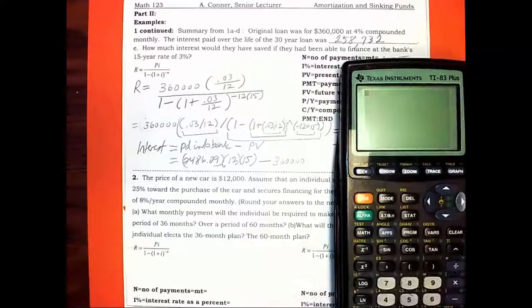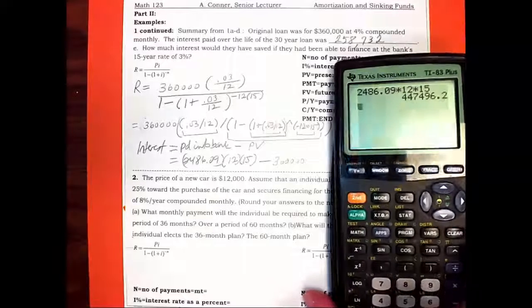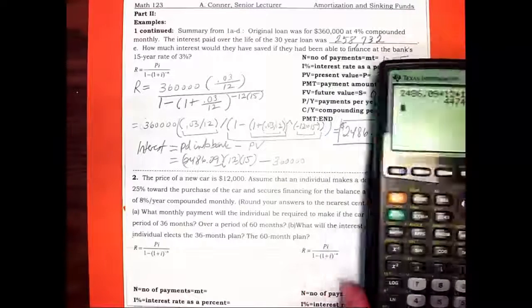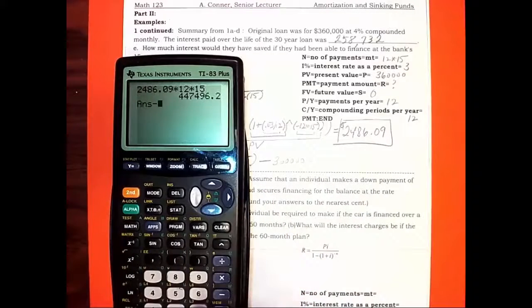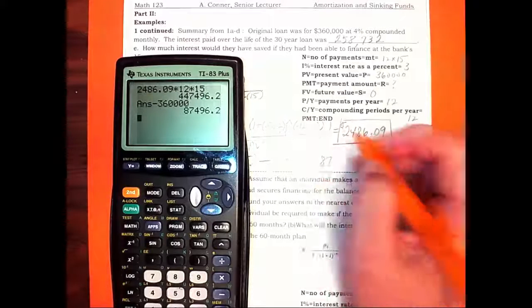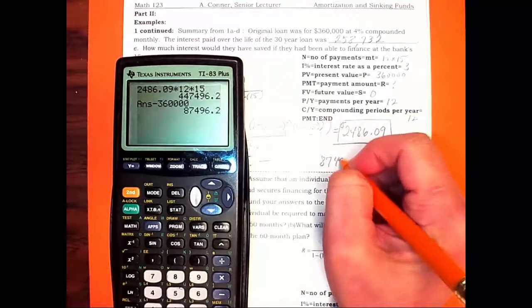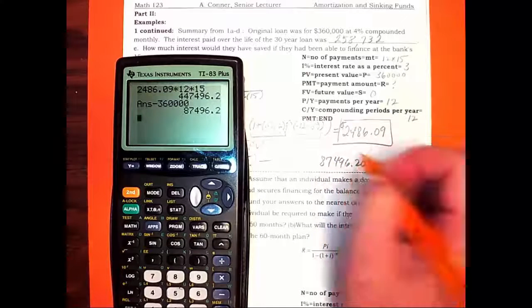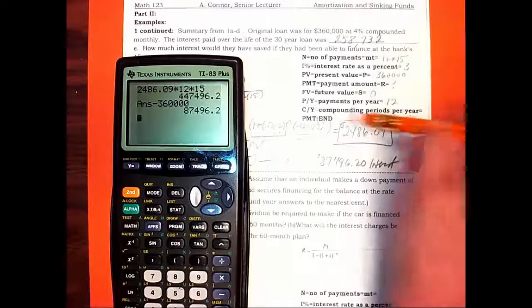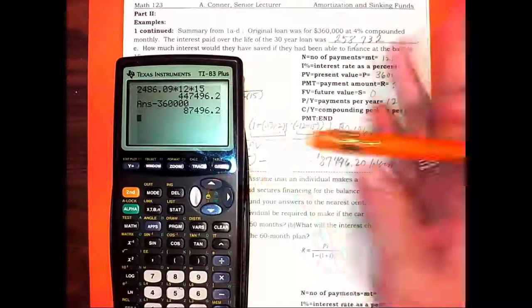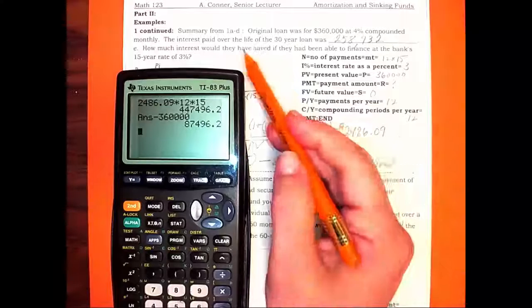So if we took $2,486.09 times 12 times 15, that means we paid in $447,496.20. And if we subtract out $360,000, then we've only paid in, or they've only paid in, $87,496.20 in interest. So this is not actually the answer I'm going for here. The question actually asks, how much interest would they have saved?